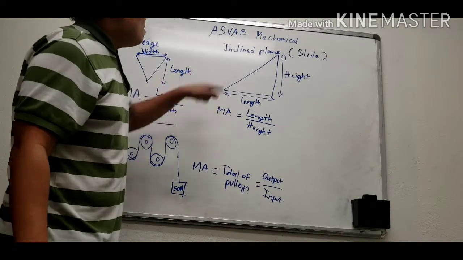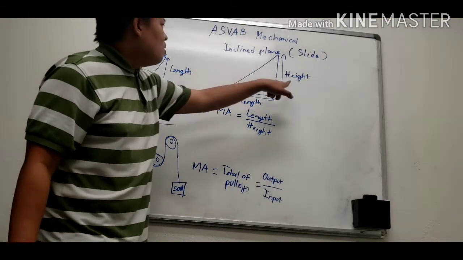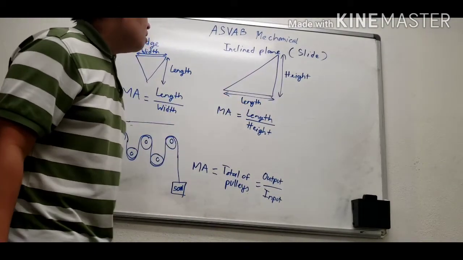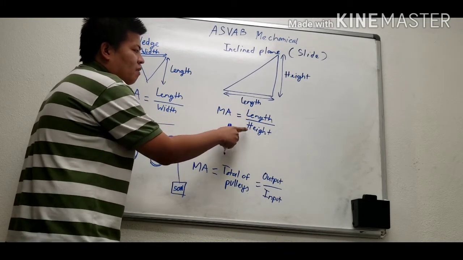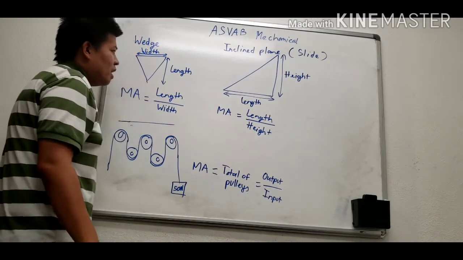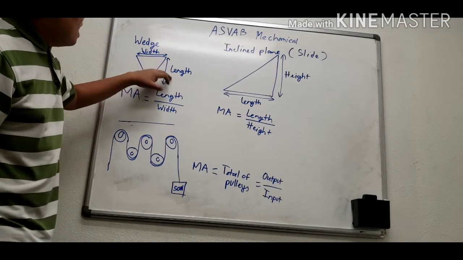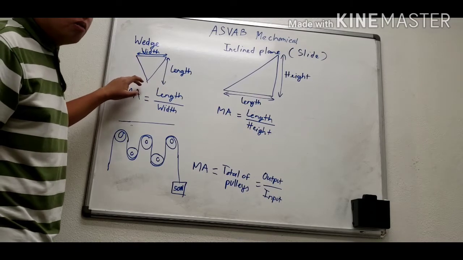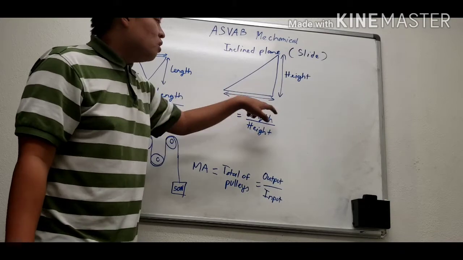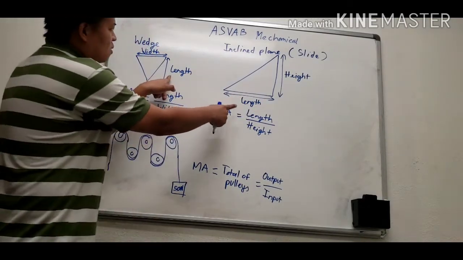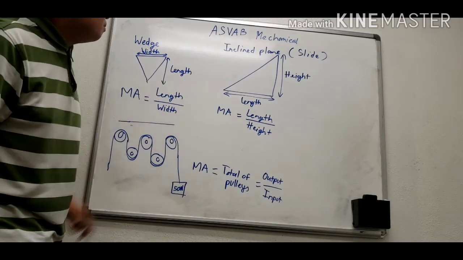The next one is the inclined plane. In the inclined plane, we need to know the height and the length. And we have a mechanical advantage of length divided by height. Be careful, everybody. In the wedge, the length should be the vertical. But the length in the inclined plane should be the horizontal. So this one is so different, and they can make a mistake here.